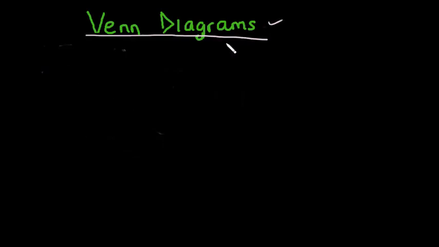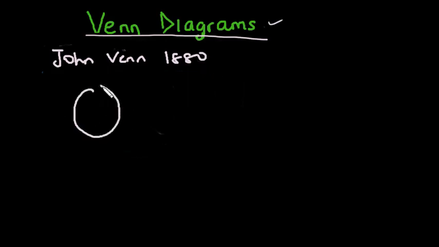What are Venn diagrams? Venn diagrams were invented by John Venn in 1880 as a way of picturing the relationship between different groups of things. Generally, sets are depicted by circles, but not limited to circles. You can use ovals or squares to represent a set.